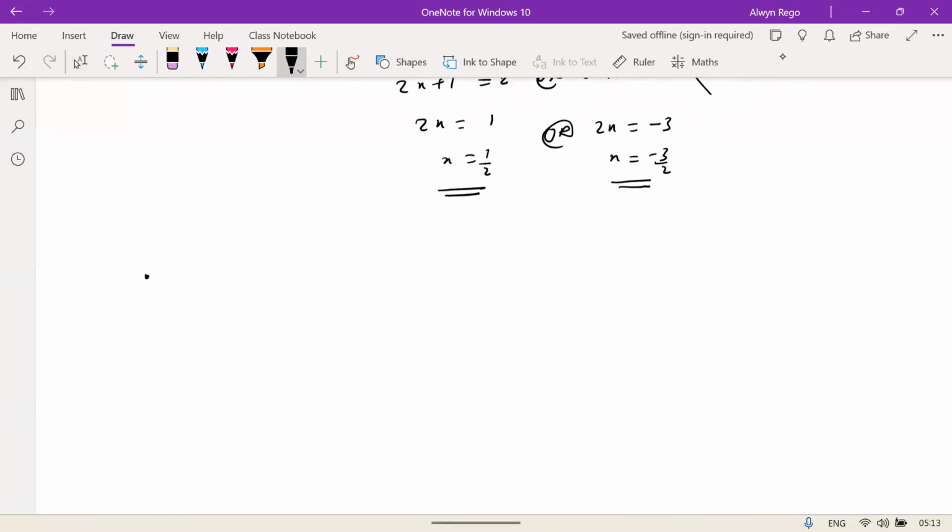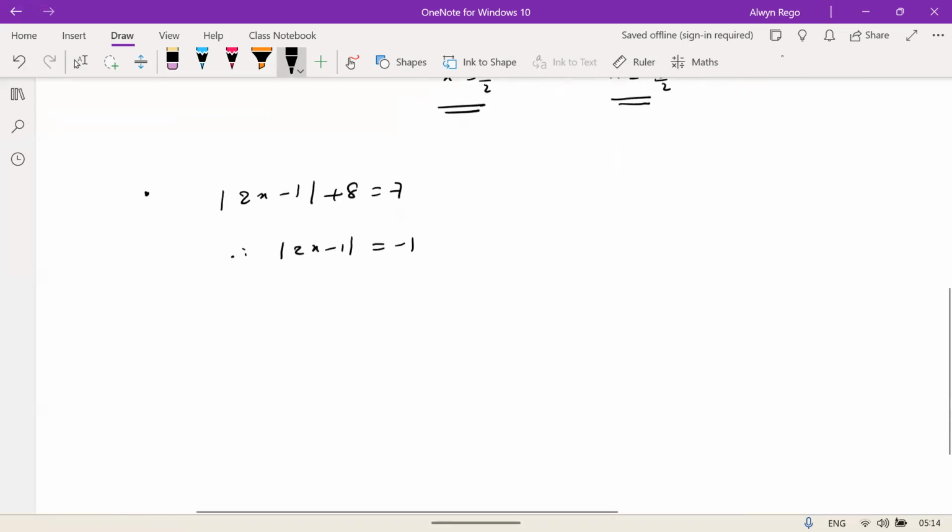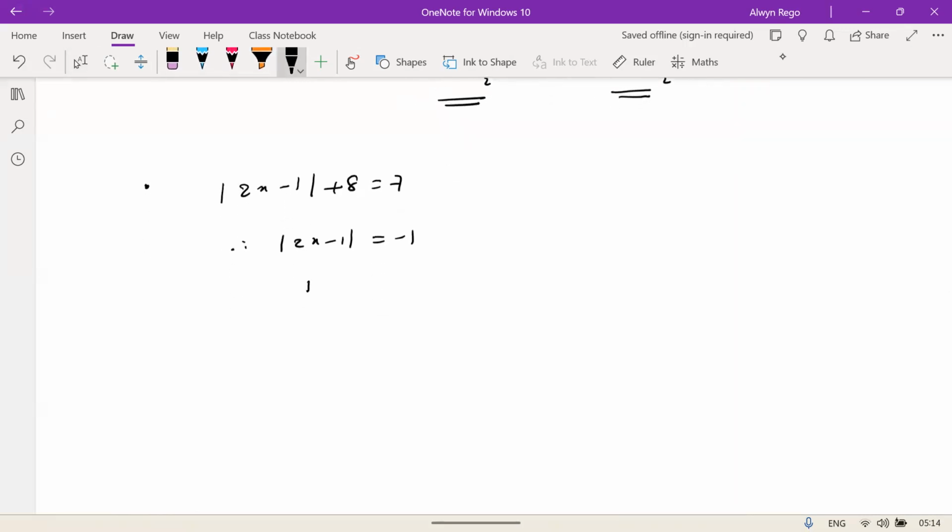Suppose you look at |2x - 1| + 8 = 7. Then we have |2x - 1| = -1. Therefore, no solution, because the absolute value of any number is always greater than or equal to 0 for all m belonging to the real numbers. There's no solution for an absolute value equal to negative 1.